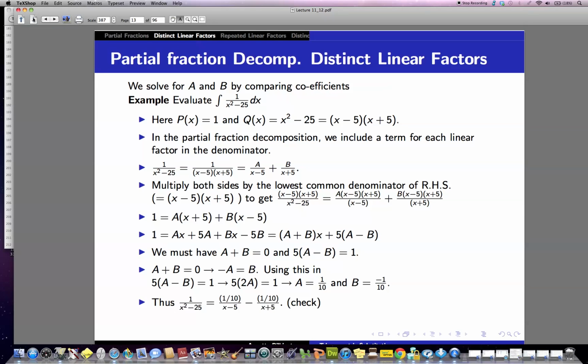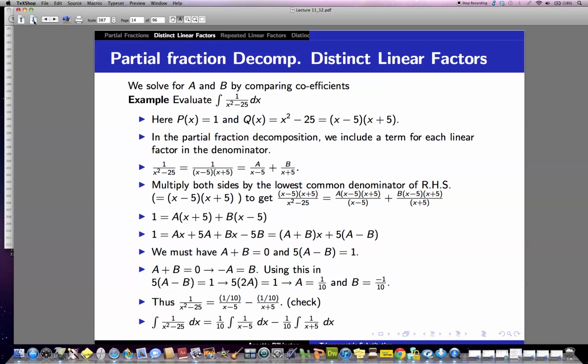And at the end of the day, what I've done is I've changed this rational function into its partial fractions decomposition. I now know that 1 over x squared minus 25 is 1 over 10 over x minus 5, minus 1 over 10 over x plus 5. Now both of those terms on the right I can integrate using logarithms. So my problem is essentially solved.